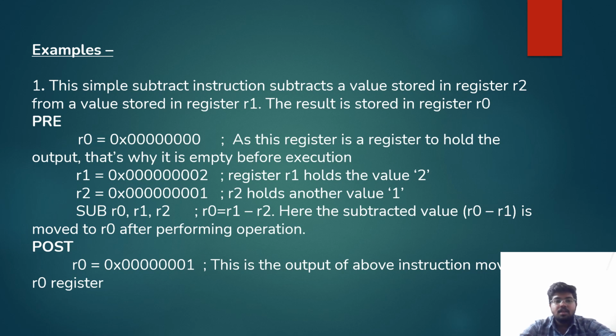When we execute SUB R0, R1, R2, R0 is equal to R1 minus R2. Here the subtracted value of R1 minus R2 is moved to R0 after performing the operation. Post execution, R0 is equal to 0x00000001. This is the output of the above instruction, moved to the R0 register.